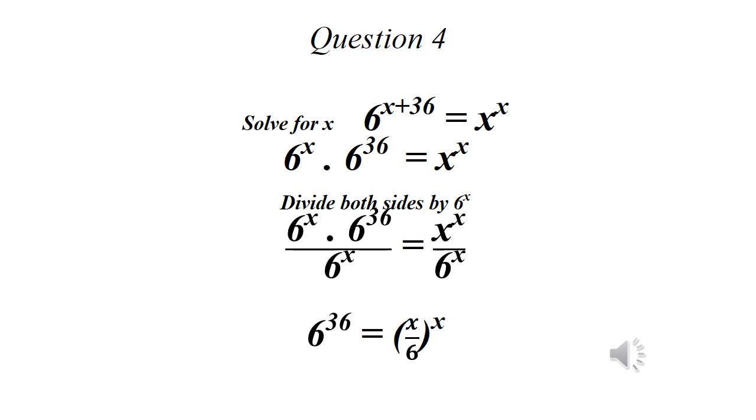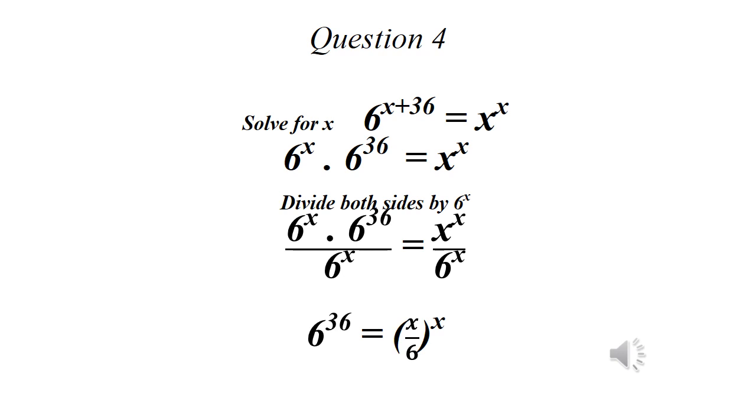We have question number 4 here. So for x, 6 raised to power x plus 36 equals x raised to power x. If we use the rule of indices, we split this 6 raised to power x plus 36. We have 6 raised to power x multiplied by 6 raised to power 36, because addition in the power changes to multiplication when you use the rule of indices. So we have 6 raised to power x multiplied by 6 raised to power 36. The dot there means multiplication. Then equals x raised to power x.